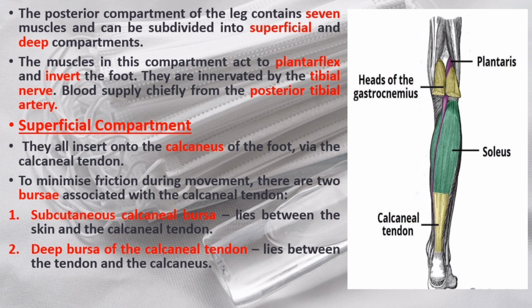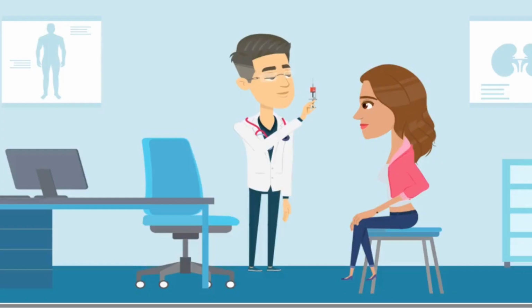Superficial compartment. There are 3 muscles within the superficial compartment of the posterior leg. They all insert onto the calcaneus, the heel bone of the foot, via the calcaneal tendon. To minimize friction during movement, there are 2 bursae, fluid-filled sacs, associated with the calcaneal tendon. The subcutaneous calcaneal bursa lies between the skin and the calcaneal tendon. The deep bursa of the calcaneal tendon lies between the tendon and the calcaneus.